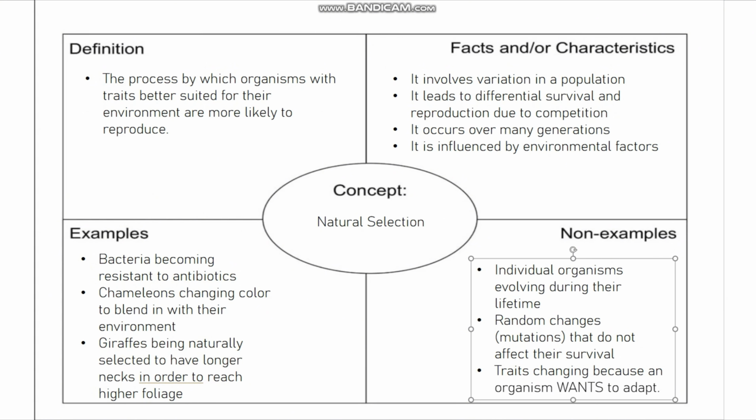All right. And this is what a completed Frayer model would look like. The main literacy strategy behind using Frayer models is to help students learn and reinforce what they are learning in class. So as you see, I filled out the definitions completely, the facts and characteristics, some examples, and non-examples to help reinforce their ability to learn natural selection as a concept.